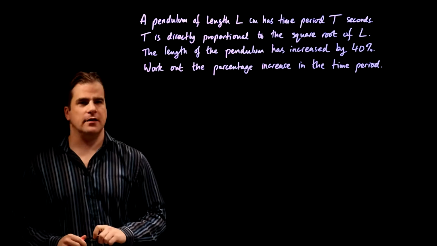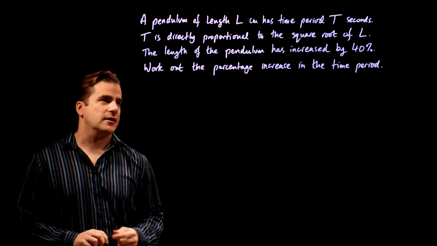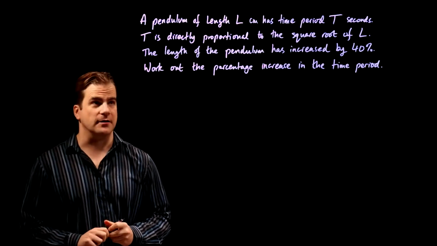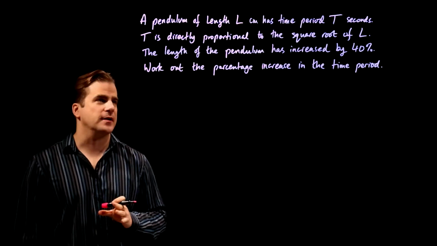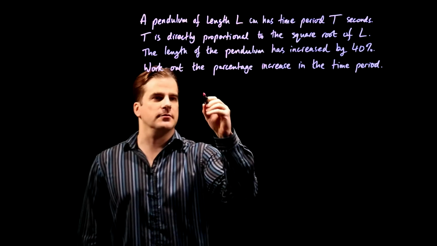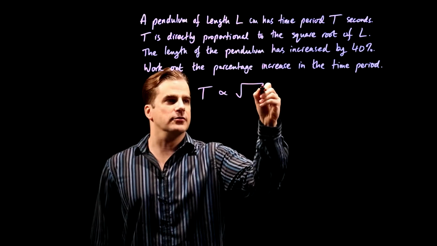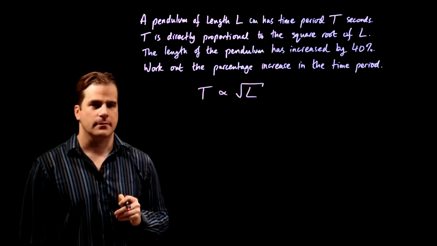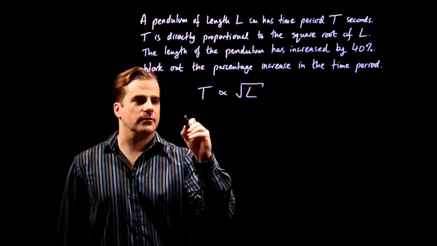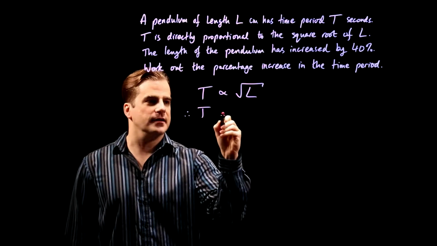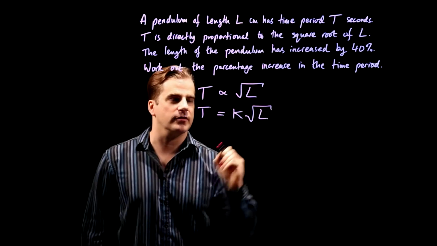Okay, a pendulum of length L has time period T seconds. T is directly proportional to the square root of L. Right, let's get that information on the paper. So, T is proportional to the square root of L. Okay? Straight away, we can write, therefore, T is equal to some constant times the square root of L.